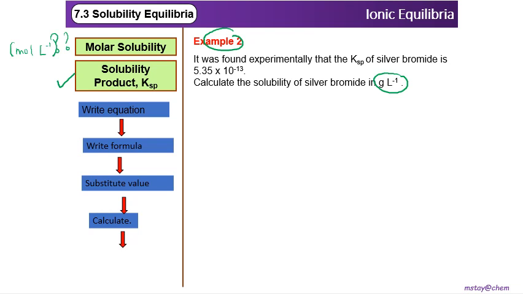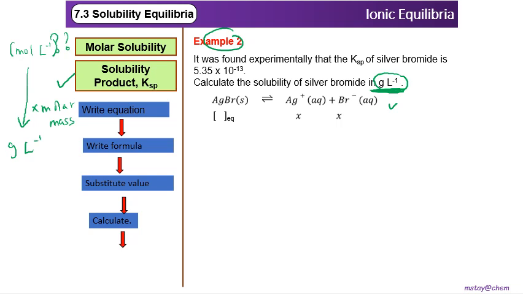But the question wants us to find the solubility in gram per liter. So if we have mole per liter, we want to convert to gram per liter, so we need to multiply by the molar mass of the compound. So let's continue with the working steps. Step number 1, write the equation for silver bromide.